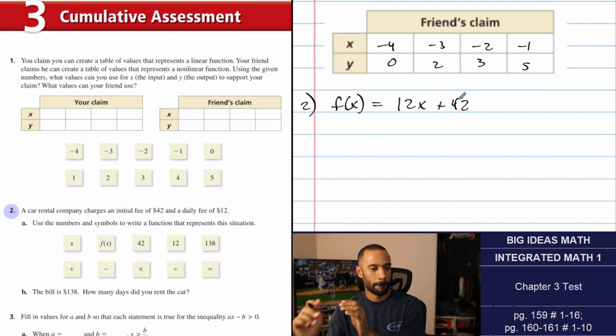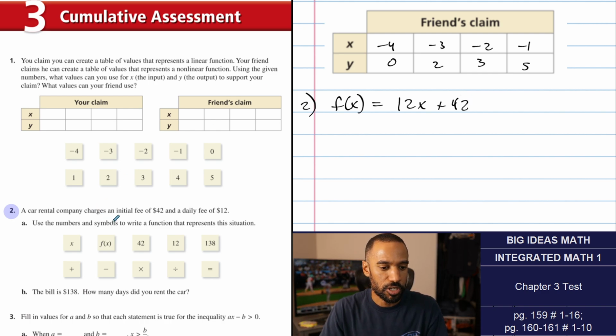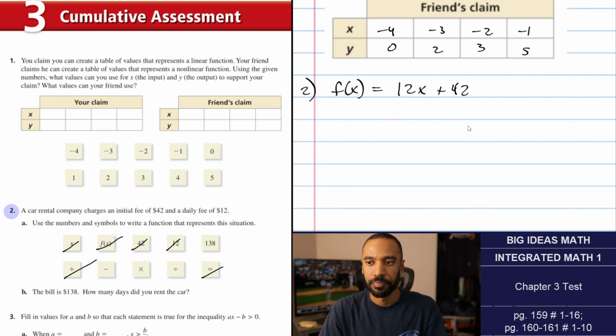Here's a function, part A. Oh, I totally didn't even see this information here. So f of x equals, perfect, 12x plus 42. There you go. I didn't even see that.